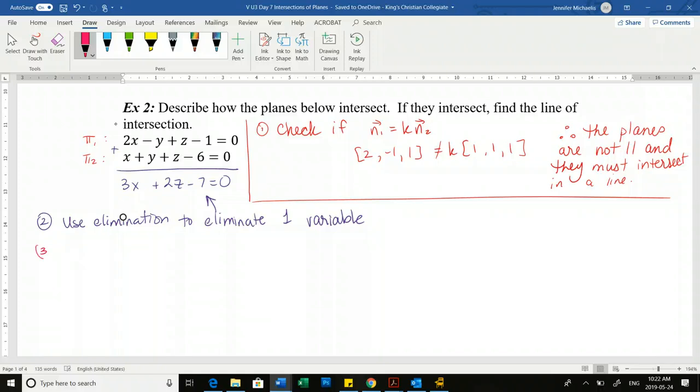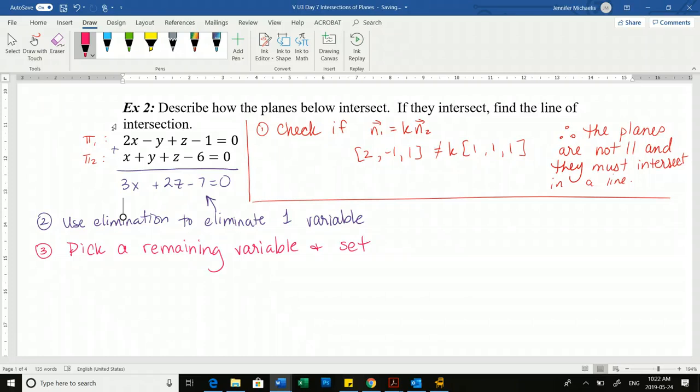So the route we take here is we will pick a remaining variable, in our case either x or z, and we're going to set it equal to our parameter. For these 2 planes to intersect in a line, we need to have some parameter t. So this equation, when we used our elimination here, is going to help us find how we can set those up with that parameter t.